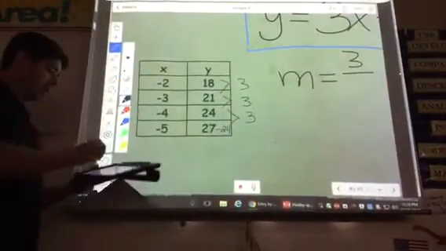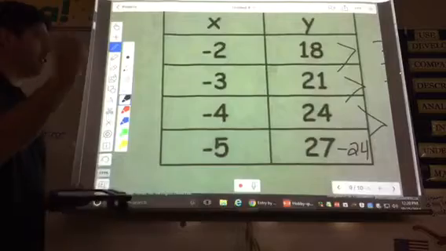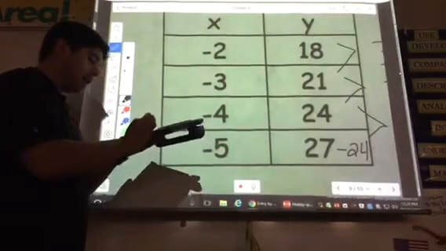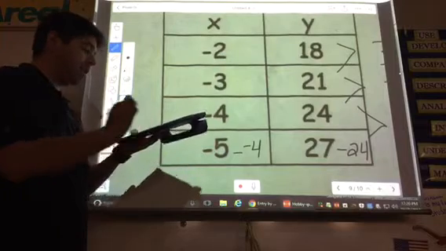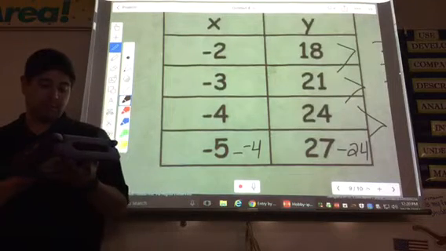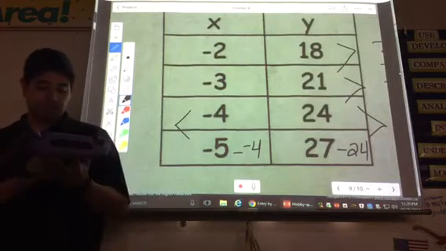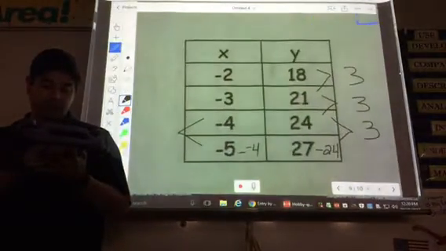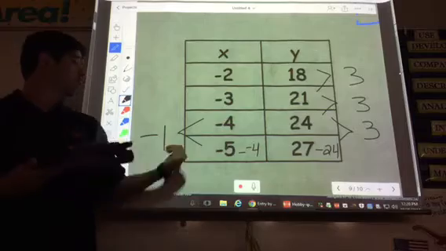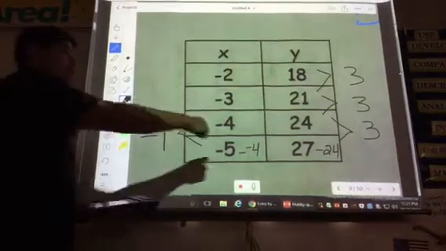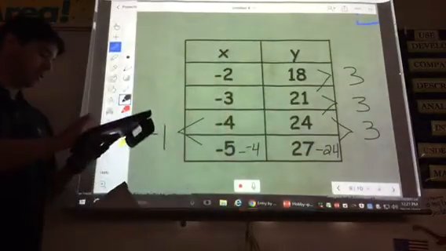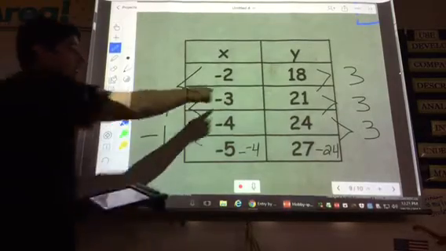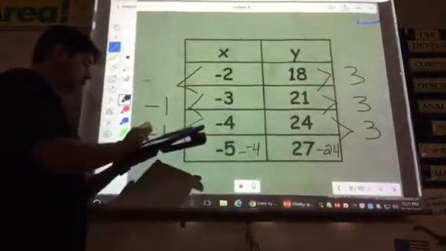So now I'm going to find my change in x. So this is what I mean when we have negatives. Okay? So negative 5 minus negative 4. Put that in your calculator and see what we get. We're going to get negative 1. Okay? Negative 4 minus negative 3. You would get negative 1. And then same thing for negative 3 minus negative 2.